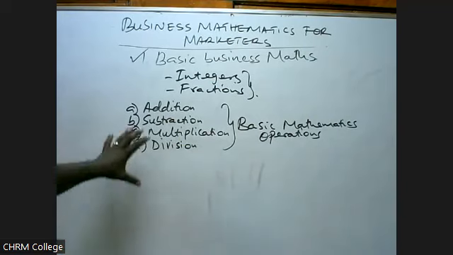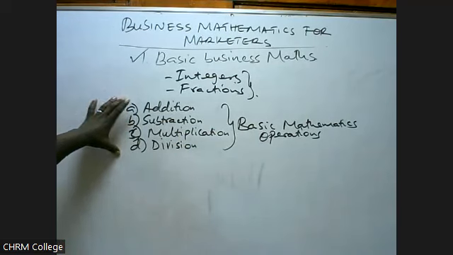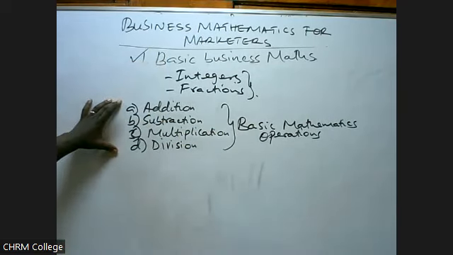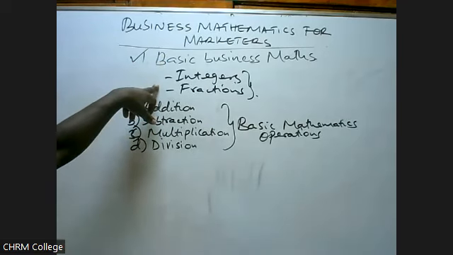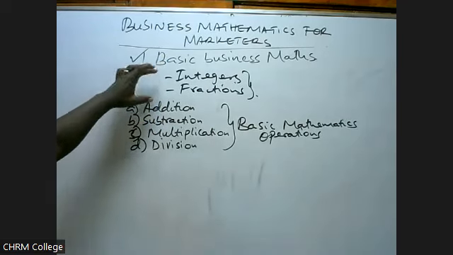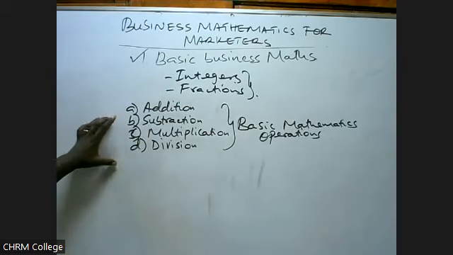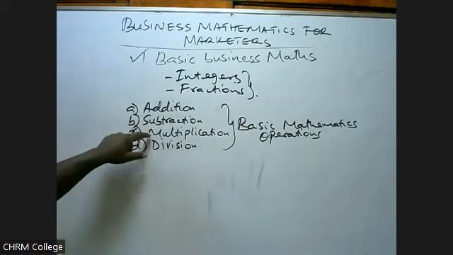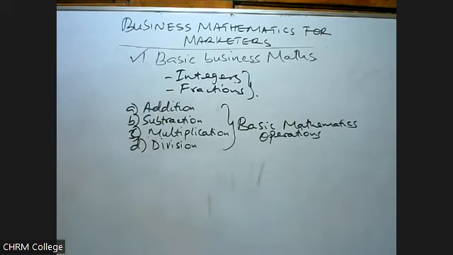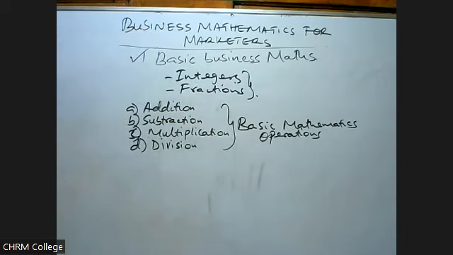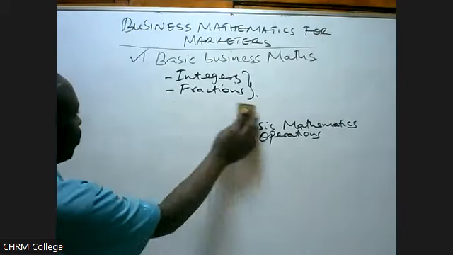So under this, we are now supposed to apply these basic mathematical operations on integers and on fractions. How do we do addition, subtraction, multiplication, and division for integers? How do we do them for the fractions? That will give us the basic business mathematics. I want us to start with the integers.